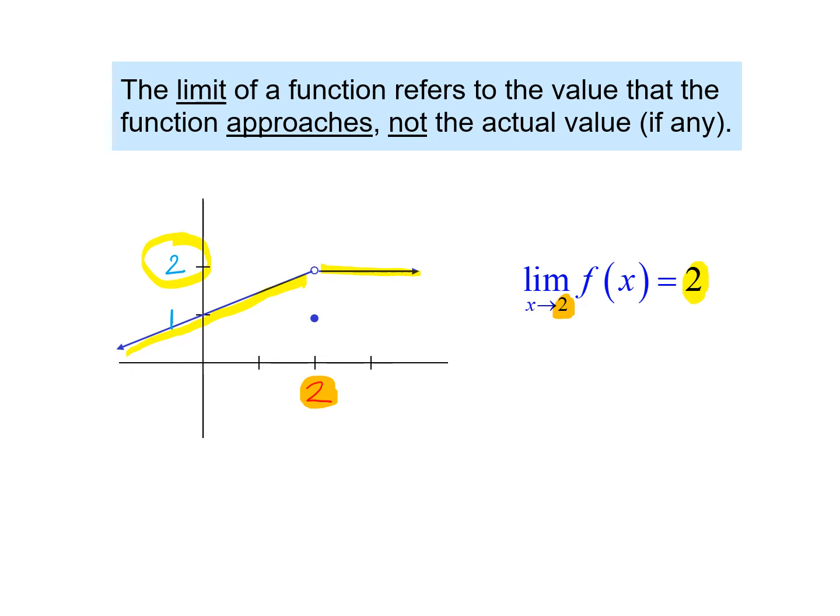F of 2, let's write that out. If you look at the picture, f of 2 is equal to 1. So when x is 2, y is 1, not 2. That's the value of the function at 2, whereas the limit is equal to 2. So the limit is 2 and the value is 1.